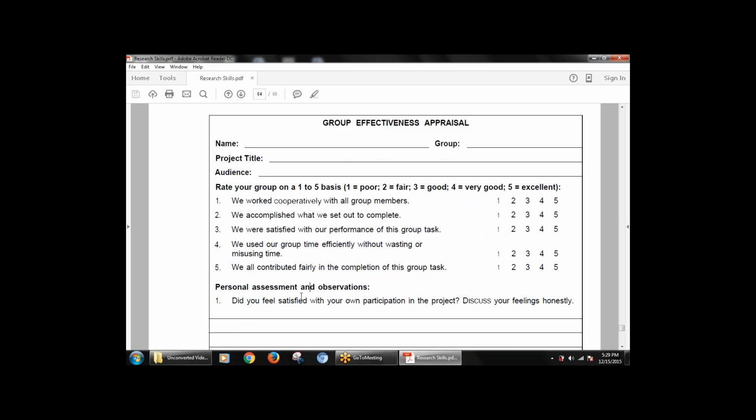with your own participation in the project? So did you feel satisfied? Whether you are satisfied with the participation in the project? Discuss your feelings honestly. So discuss your feelings in an honest way. That is a personal assessment.